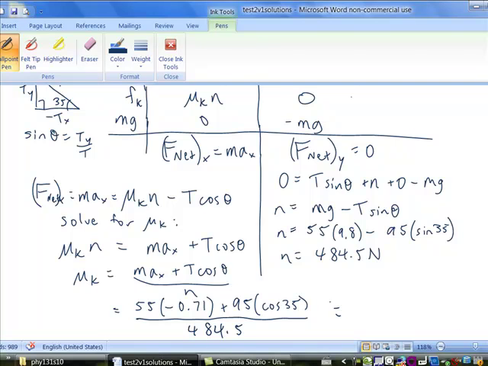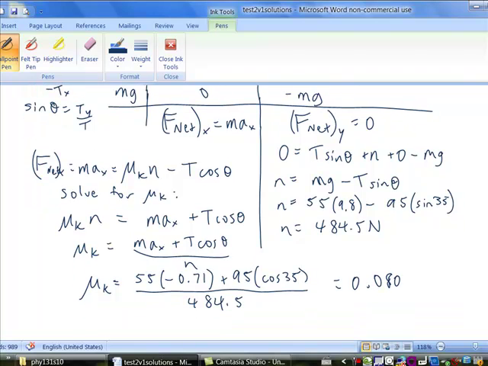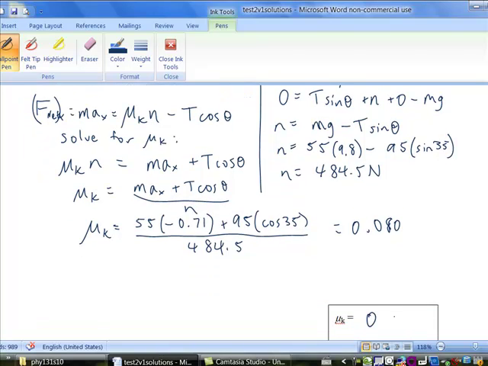So I got that mu sub k equals 0.080. So that's two significant figures, so we can actually write that right down here.